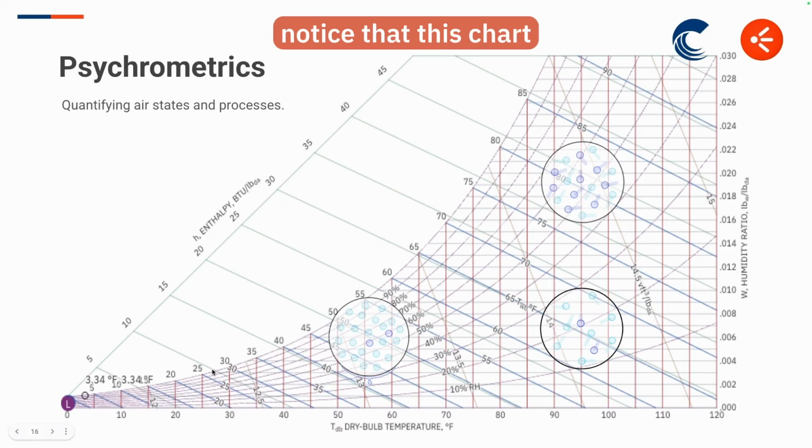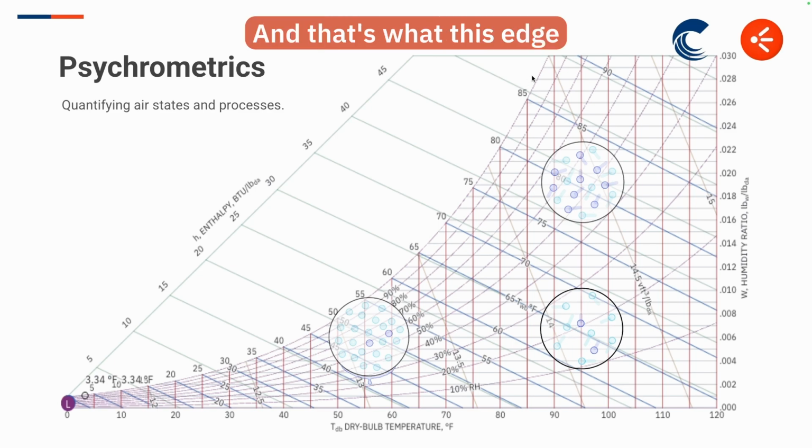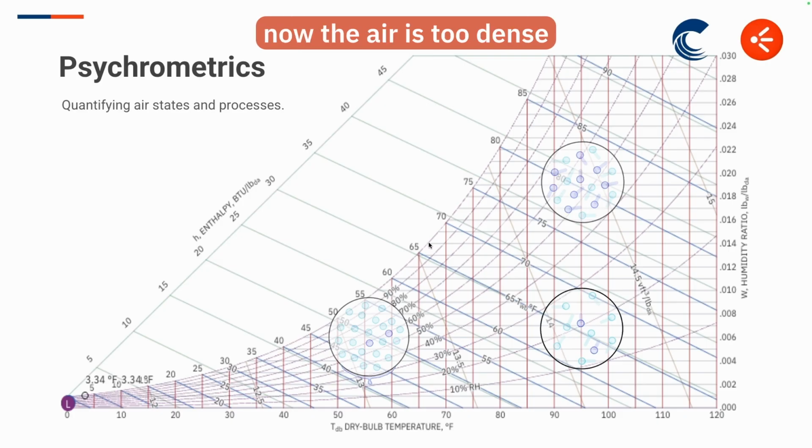Last one is you'll notice that this chart is not a rectangle. It's got this limit right here. This limit is the dew point of your air. We talked about how when you start cooling air, you get to the point where it becomes too dense to hold water vapor. When it gets to that point, that is the dew point, and that's what this edge of the chart is right here, where you no longer have any data. So once I hit about 67 degrees dry bulb, now the air is too dense to hold that same amount of water vapor, and it starts condensing.